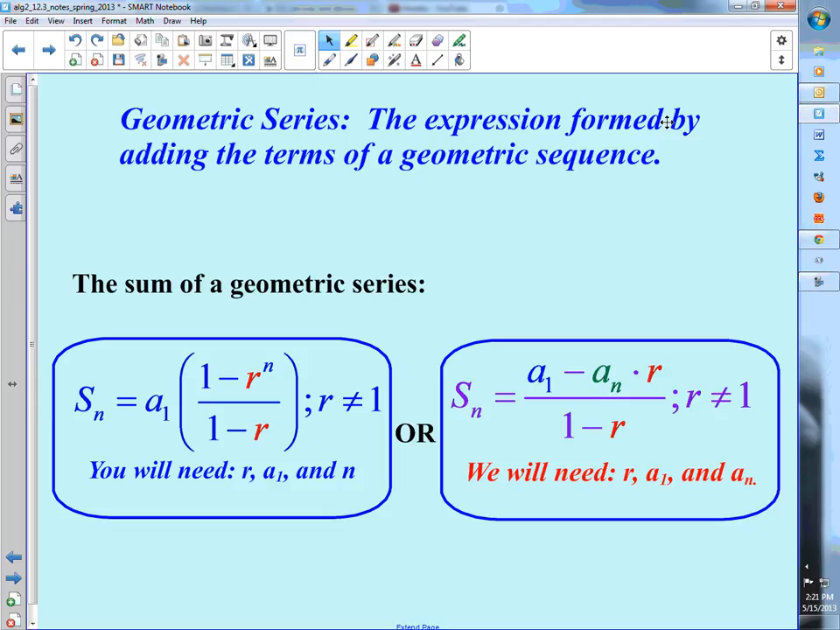Over 1 minus r. This time you need the first term, the last term, and the common ratio. First, last, common ratio. Over here, you only need the first, the common ratio, and how many. Saves you from going out and getting the last term to do extra work. Okay? Has everyone copied these two? Good? Everybody good?